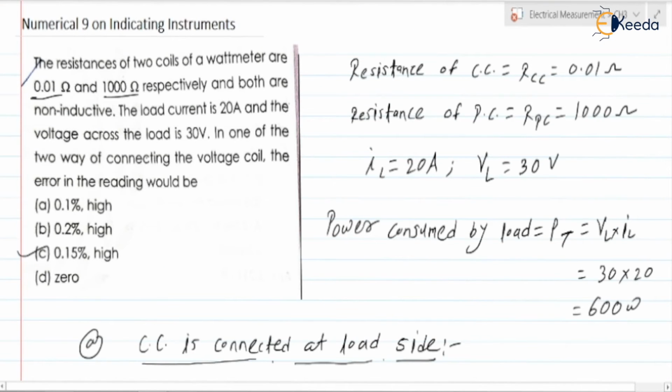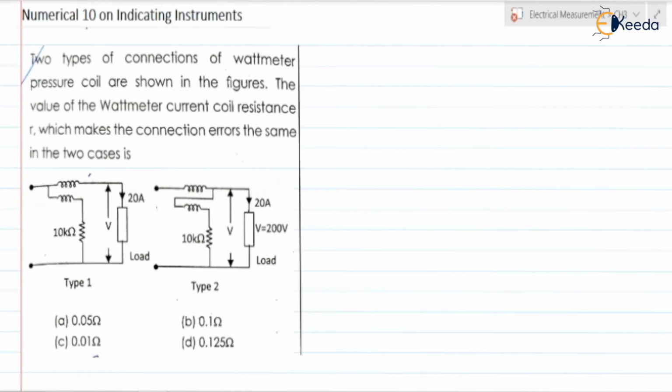This is about numerical number 9. We are going to discuss numerical number 10. Let us read the numerical. Two types of connections of the wattmeter pressure coil are shown in the figure. So here we have two types, type 1 and type 2.